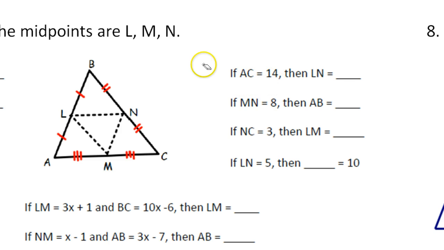Now we're given some information. AC is equal to 14. So this is 14. Given that, we're supposed to find LN. Well, if this is 14, we have learned that the mid-segment is half. So the mid-segment will be 7. If MN is 8, then what's AB? Well, that mid-segment is parallel to this side of the triangle, and the side should be double the length of this mid-segment. So this should be 16.